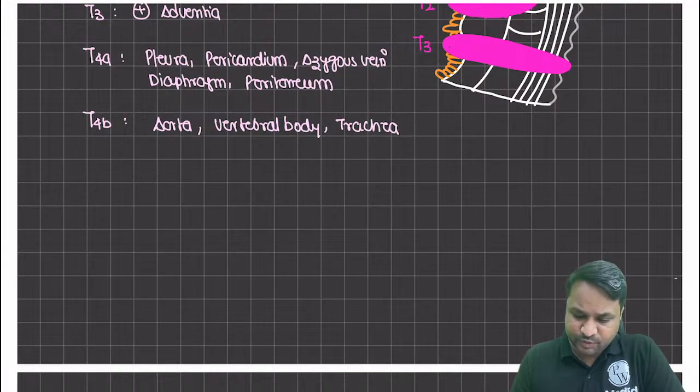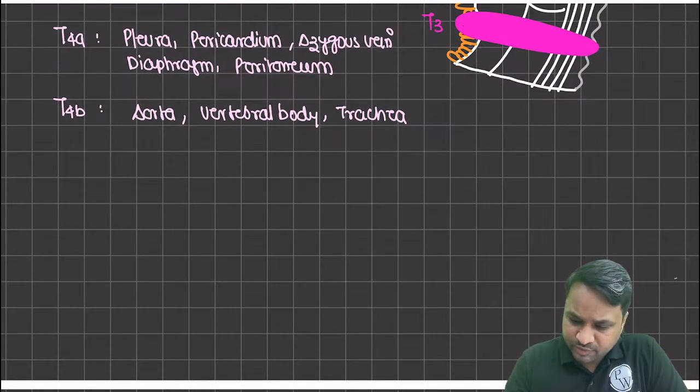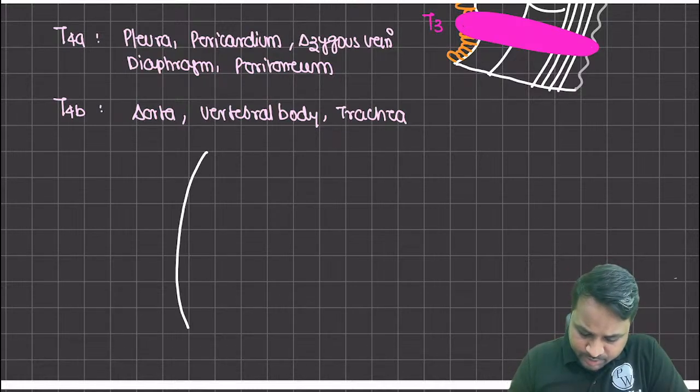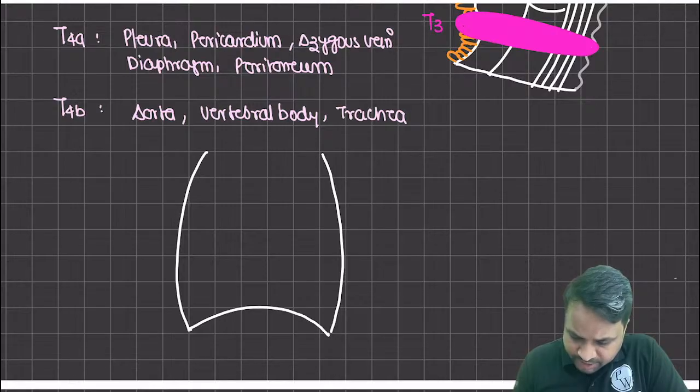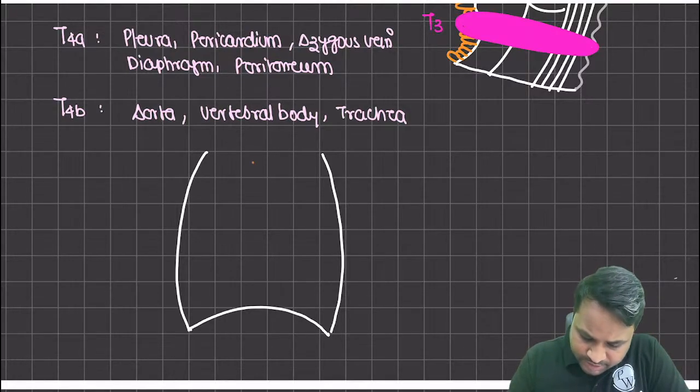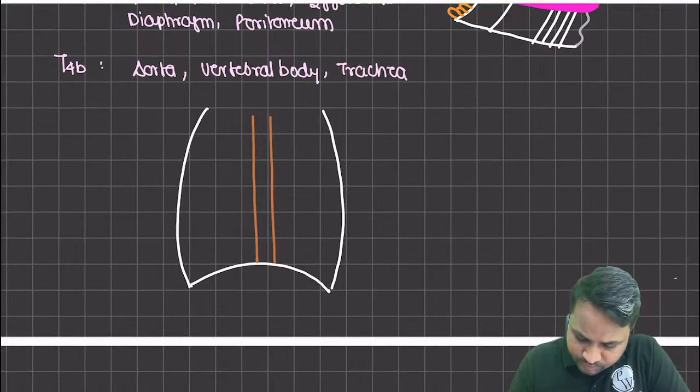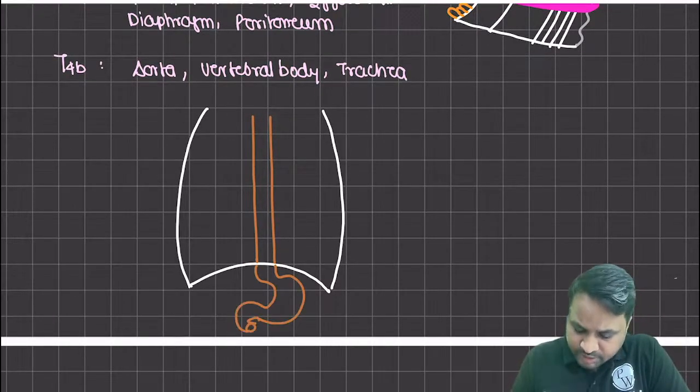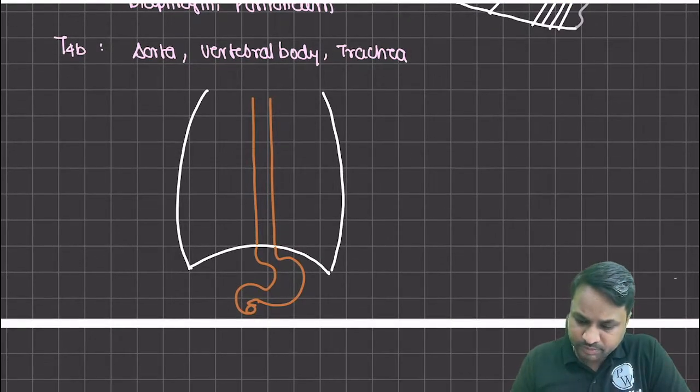So this is with respect to T4A and T4B. Now usually the confusion is how do you remember a T4A and a T4B? So let's try to get that as well. If you take this as the representation of the thorax, this happens to be the diaphragm. Just for the sake of understanding, let's say this happens to be the esophagus.